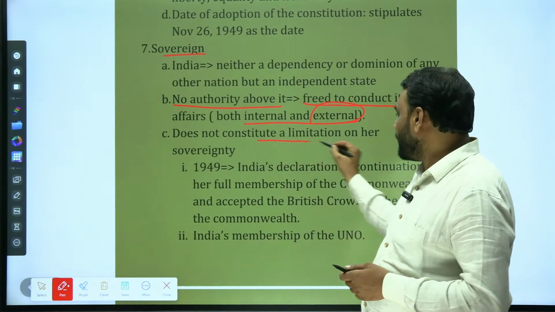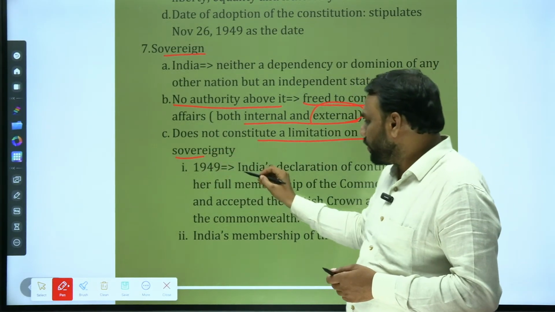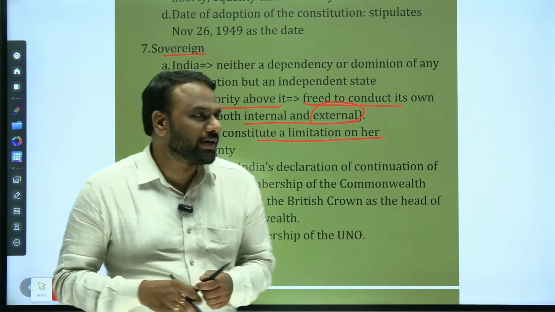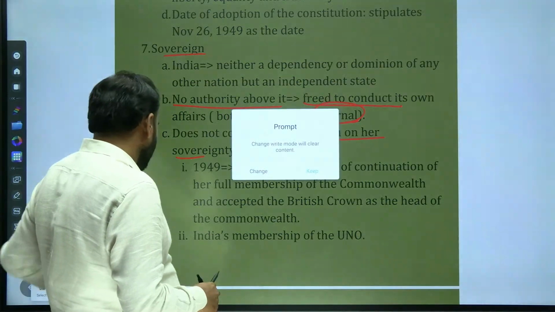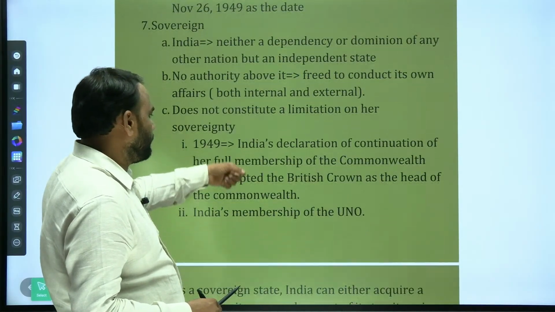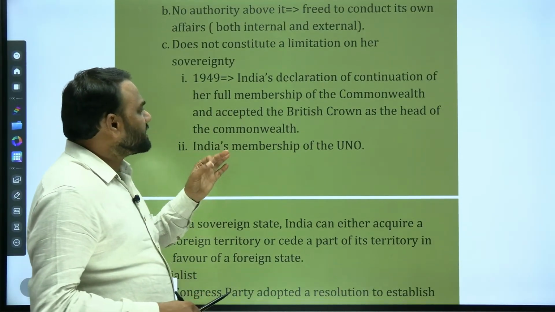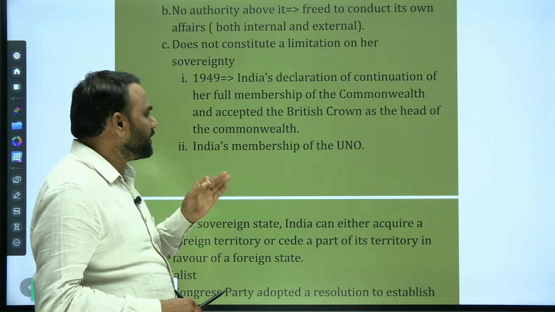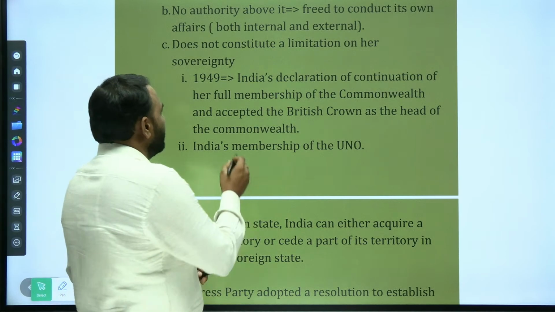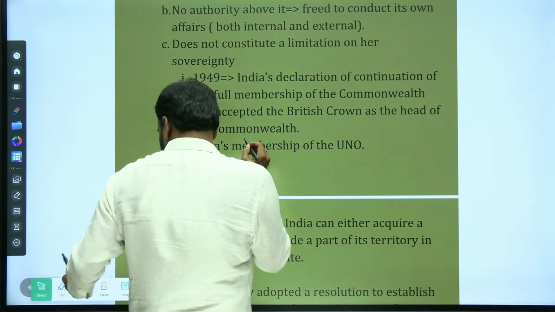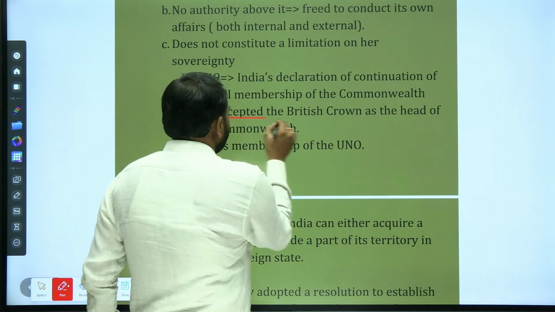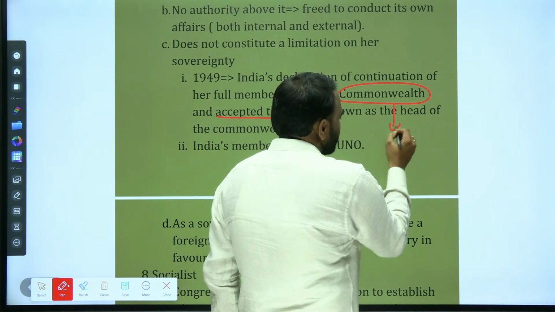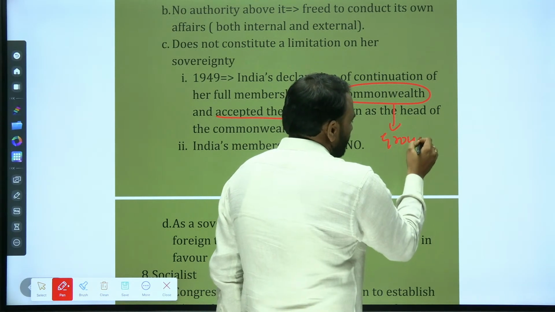Now, what does not constitute a limitation on her sovereignty? Whatever the following things are, they do not impose a limitation. For example, India's declaration of continuation of her full membership of the Commonwealth and acceptance of the British Crown as the head of the Commonwealth in 1949. What is this Commonwealth? Commonwealth is nothing but a group of nations.